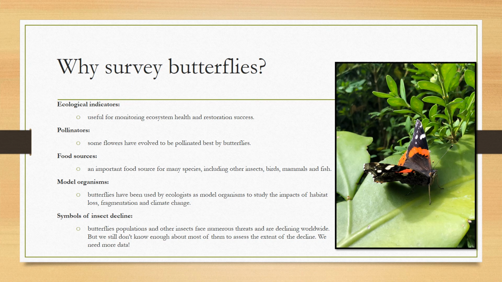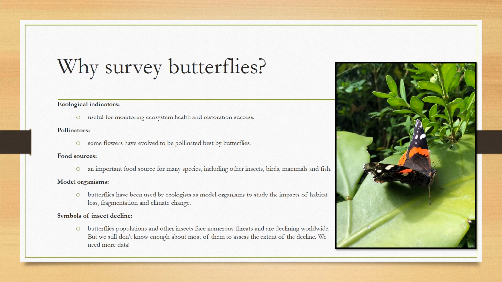Of course, we all know our native bees for being tremendous pollinators, but our butterflies also fulfill that role. So it's really nice to have a sense of how our pollinators are doing, particularly in an urbanized area. Butterflies are also an excellent food source for all sorts of different mammals, birds, fish. They do contribute quite a bit to the ecosystem in that regard. So it's a good idea to have a sense of how much abundance of butterflies you have. We also consider butterflies to be model organisms.